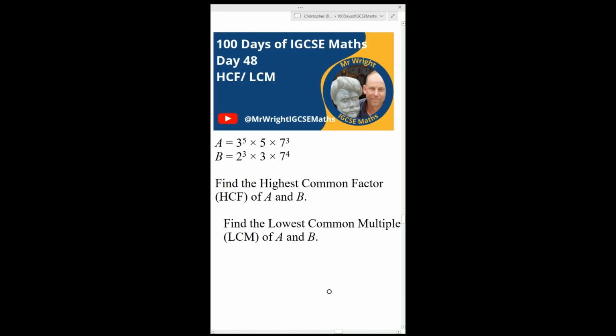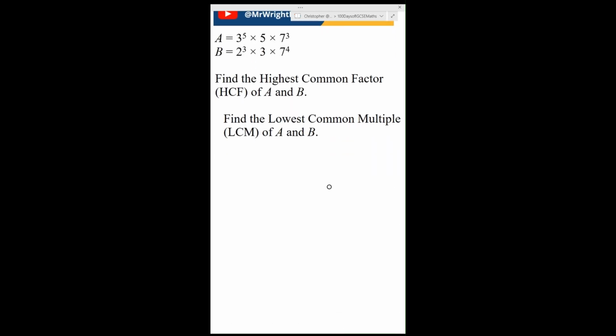Day 48. Now's your chance to pause. Okay, the secret with these is to write both numbers down, but lining up your 2s, 3s, 5s, and 7s. So I'm going to write A like that, and B 2 to the 3 times 3 times 7 to the 4. Right, the highest common factor. So they don't both have 2s. I'm going to take the lowest of the powers, 3 times 7 to the 3. And for the lowest common multiple, I take the higher of the powers.